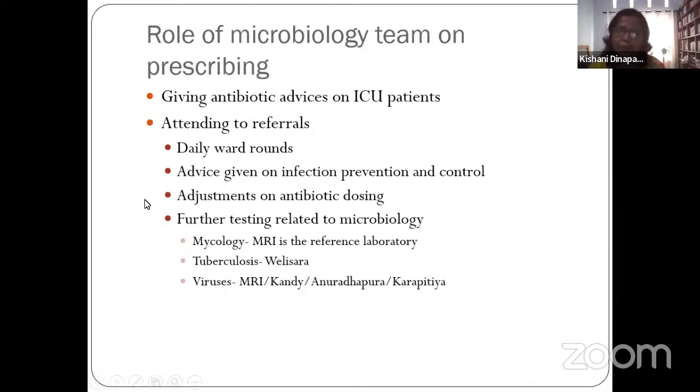And we also play a huge role in prescribing. As I said earlier, we are doing a daily ICU round, offering our antibiotic advice on critically ill patients, and we also attend to referrals. So there would be daily ward rounds, and during these ward rounds, there would be separate infection prevention and control ward rounds from time to time, and advice would be given. The daily infection prevention and control ward round will be done by the infection control nurses also.